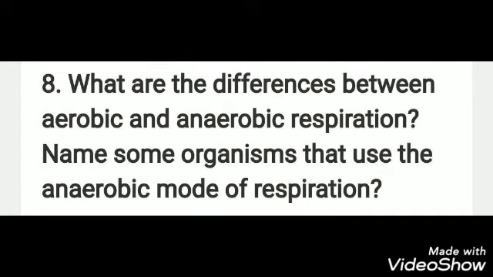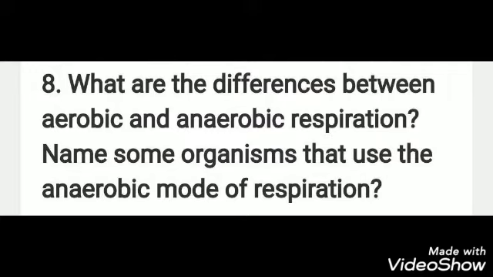Moving further, the 8th question of this exercise is, what are the differences between aerobic and anaerobic respiration? Name some organisms that use the anaerobic mode of respiration. Now this is a very important question since it is asked many times in the board exams. The answer to this would be, aerobic respiration is the process that takes place in the presence of free oxygen, whereas anaerobic respiration is the process that takes place in the absence of free oxygen.